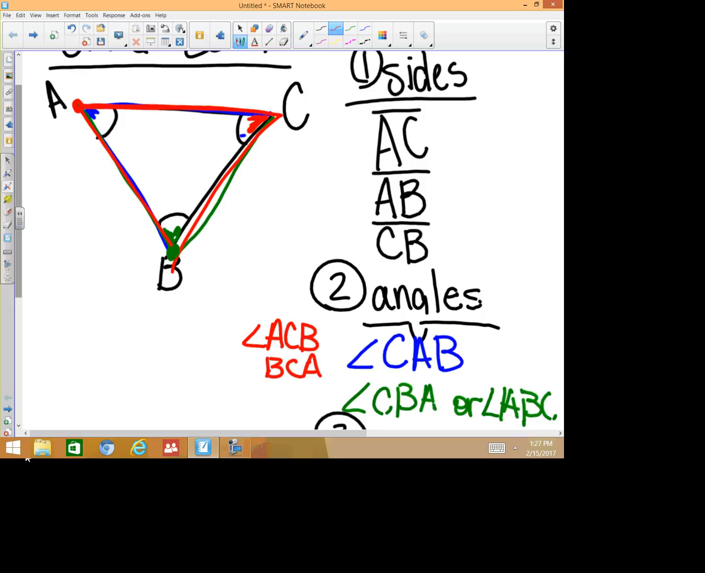Okay? Vertex is a point, not the actual angle. Okay? So, not bad, right? So far we're okay?